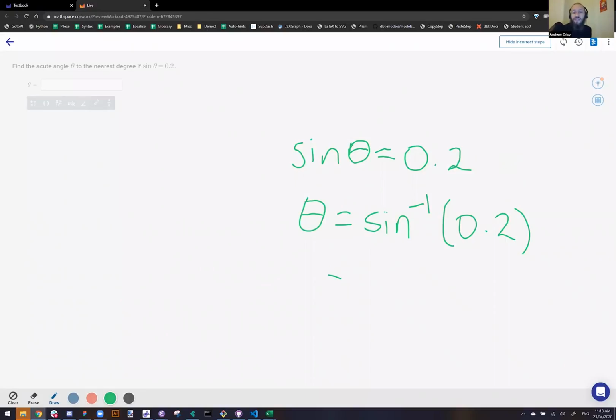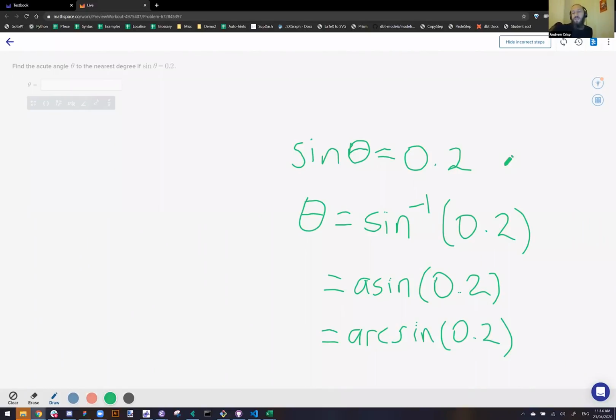Now, I will mention that annoyingly, just like a lot of things in mathematics, there are other ways to write this without using the -1 power. I'm going to be using the -1 power today, but you may see sin of 0.2, maybe this is what you're familiar with, or even arcsine if you are in other parts of the world. It's just annoying because people want to be different, but these are all the same thing. So I'm going to be using this one.